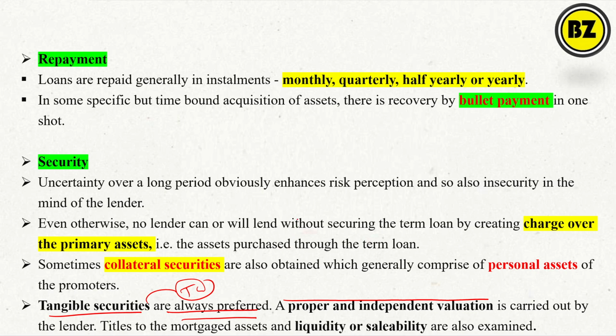That means you will do the searching. A search report will be taken right from the advocates to check the title deeds. Then you will have some mortgage, right? Then you check the salability, and you check the forced sale value, right? All formalities you have to complete in the security part of the term loan.